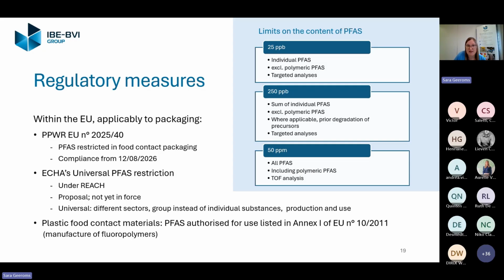But when we look at the PPWR, there is a PFAS restriction on food contact packaging, and here compliance should be achieved by the 12th of August 2026. The restriction proposal is still a proposal and not yet in force. It is under REACH and called the Universal PFAS restriction, as it covers different sectors and groups instead of individual substances, and covers both production and use of it.